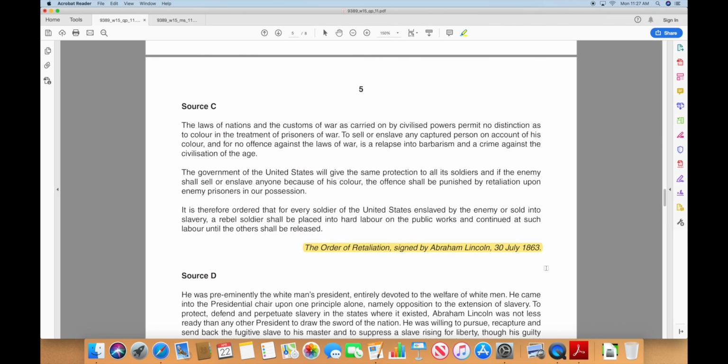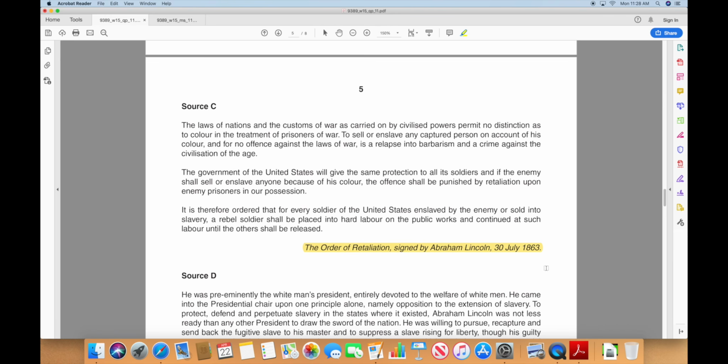It is therefore ordered that for every soldier of the United States enslaved by the enemy or sold into slavery, a rebel soldier shall be placed into hard labor on the public works and continued at such labor until the other shall be released. So essentially here, what Lincoln's saying is that if any black U.S. soldiers, Union soldiers, are forced into slavery after they've been captured by Confederate forces, then the United States military will then take any Confederate prisoners and force them into essentially involuntary servitude.